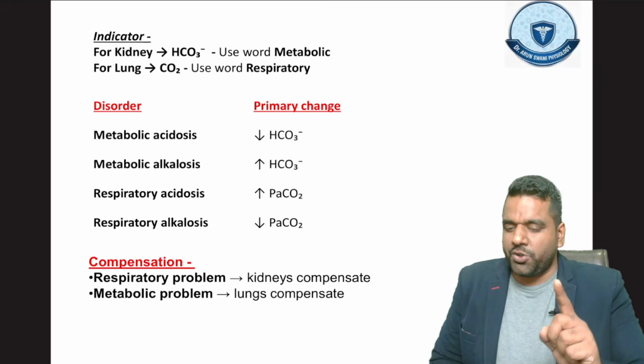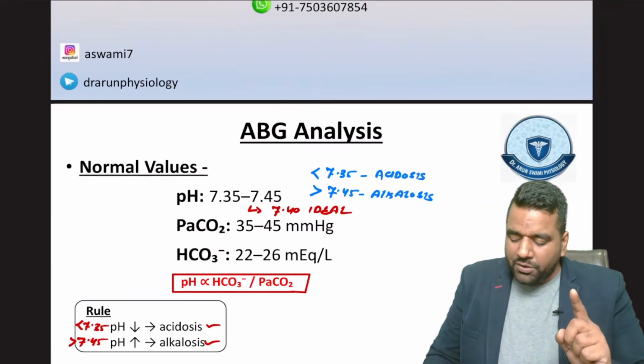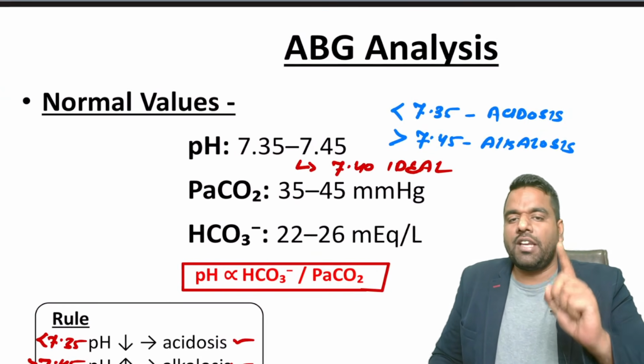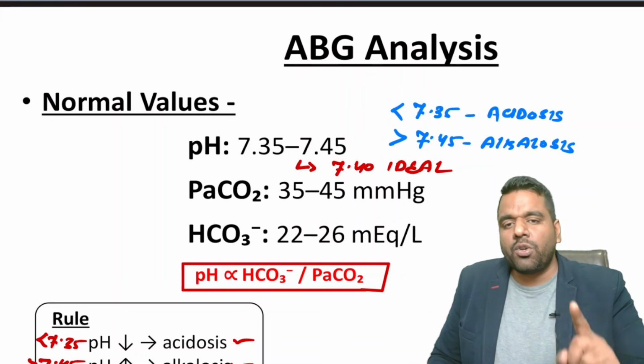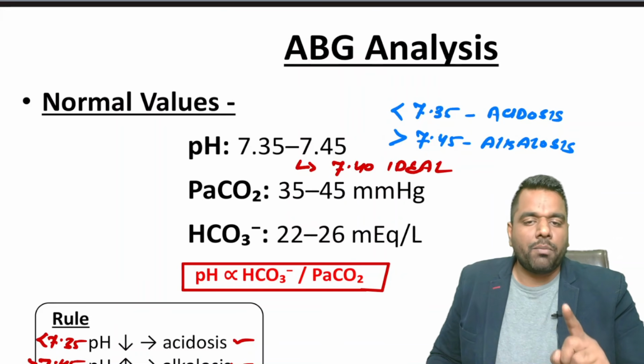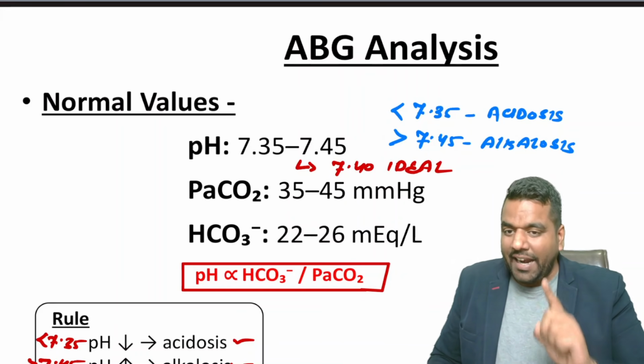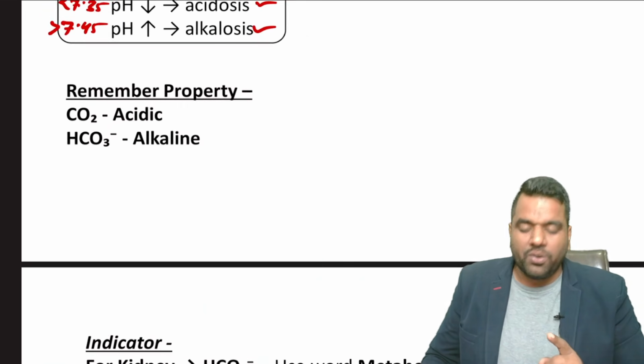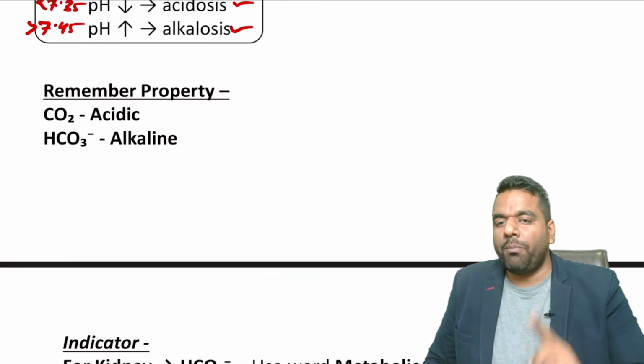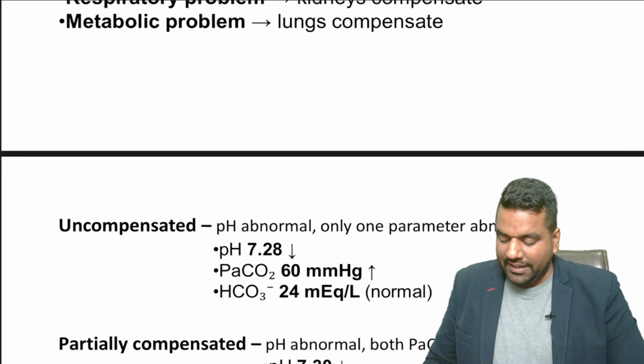So the first thing you should remember is the normal values. The normal pH is 7.35 to 7.45. CO2 is 35 to 45. Bicarbonate is 22 to 26. And the property of CO2 is acidic and the property of bicarbonate is alkaline.